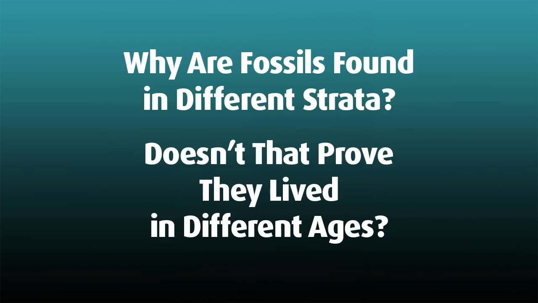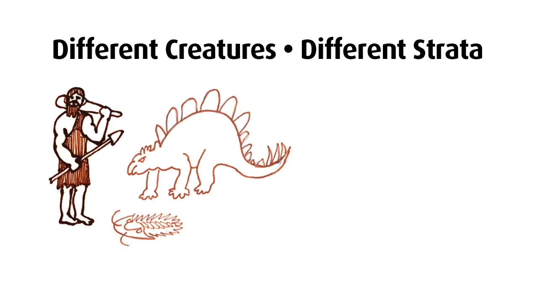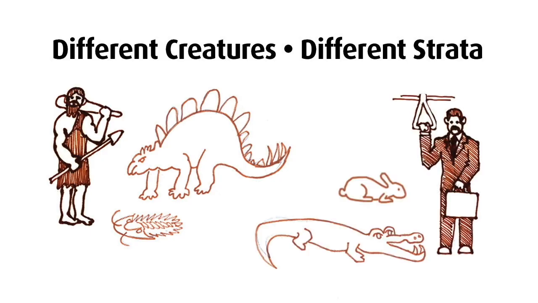Why are fossils found in different strata? Doesn't that prove that they lived in different ages? This is an argument people quite often use. We see that human fossils and dinosaur fossils and trilobite fossils, for instance, might be found in different strata. But think about this. If our world were destroyed today by successive colossal tsunamis, would you expect to find the remains of rabbits, alligators, and humans in the same flood deposit? No, you wouldn't, because they don't live together. So it's a spurious argument.